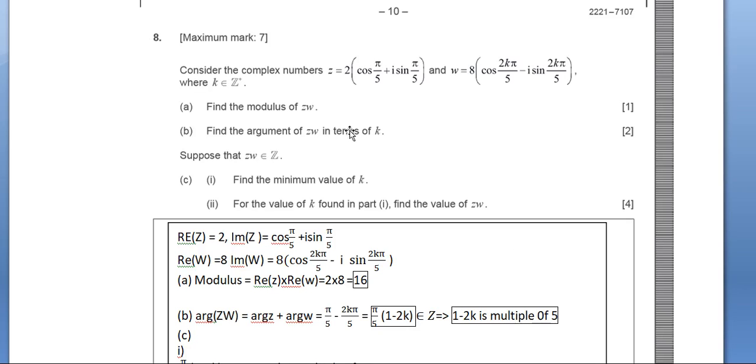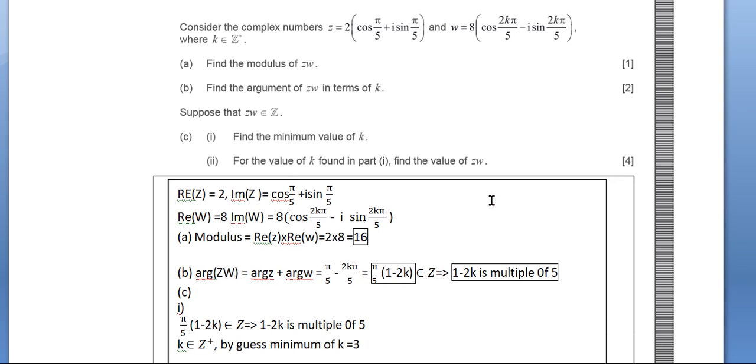Question 8. Consider the two complex numbers z and w, where k is a positive integer. Find the modulus of them. Find the argument of them in terms of k. Suppose that w belongs to the integer numbers. Find the minimum value of k. For the value of k found, find the product.